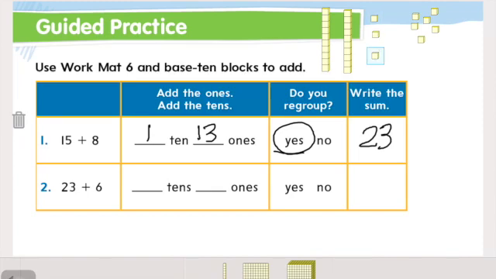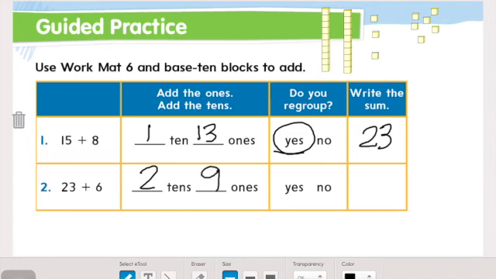7, 8, 9. So I currently have 2 tens and 9 ones. Is 9 bigger or smaller than 10? It is smaller, right? I have less than 10. So do I need to regroup those ones? No, I do not. So I end up with 29.